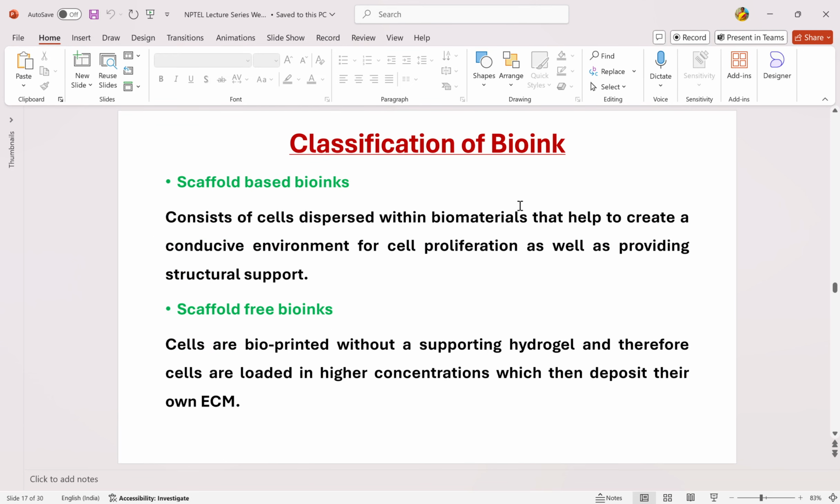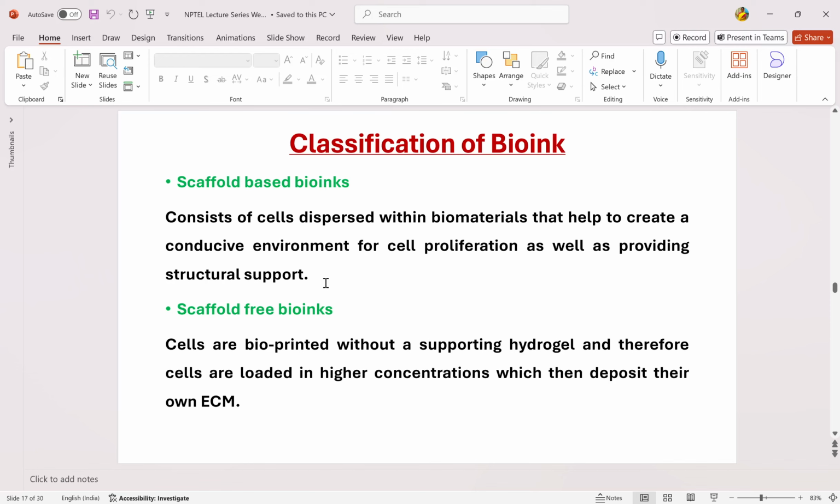So there are different classifications of bioink. First one is scaffold based bioinks. So it consists of cells dispersed within biomaterials that help to create a conducive environment for cell proliferation as well as providing structural support. So basically in scaffold based bioinks, the scaffold will be acting like your extracellular matrix, which will create the environment for cell proliferation, and will also give structural support to your cells. So that is the scaffold based bioinks.